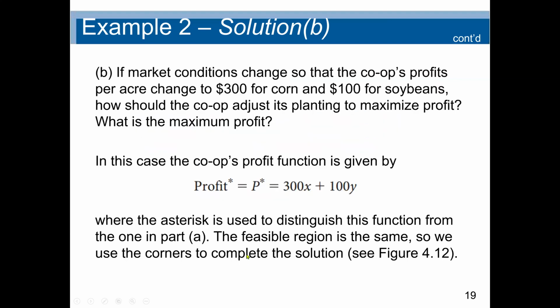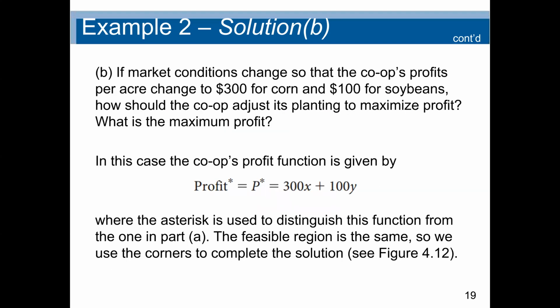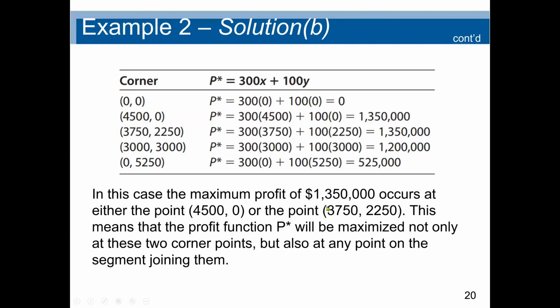Now, part B said if the market conditions change so that the corn profit per acre changes. So here, all we can see is that the profit function changes. If it changes, that's fine. This is the new profit function, 300x plus 100y, instead of 240x plus 160y. So it's the same thing. We just plug in the points and we can find the maximum profit.